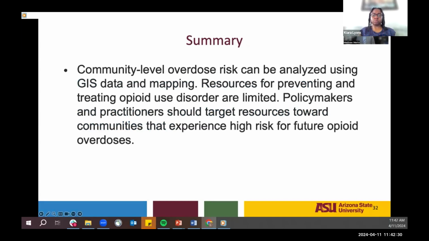Resources for preventing and treating opioid use disorder are limited. Policymakers and practitioners should target resources toward communities that experience high risk for future opioid overdoses. And that's important, especially as the state attorney general is making decisions about how to use the opioid settlement funds.